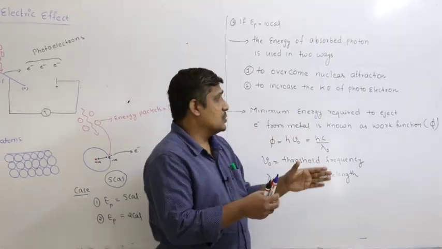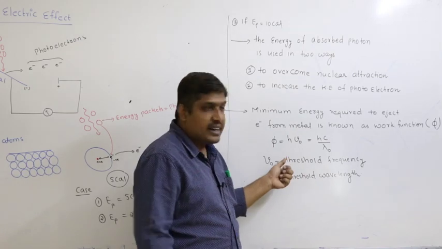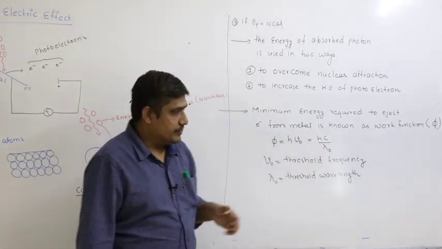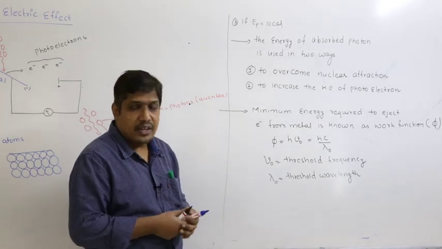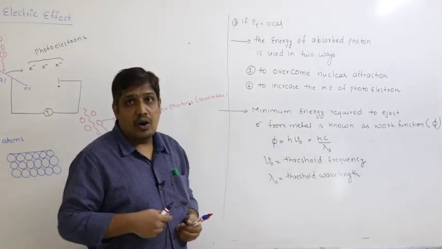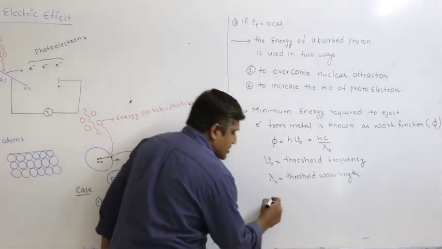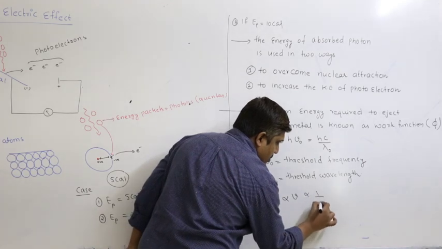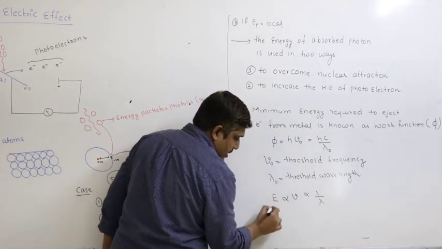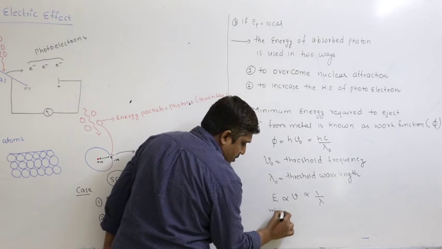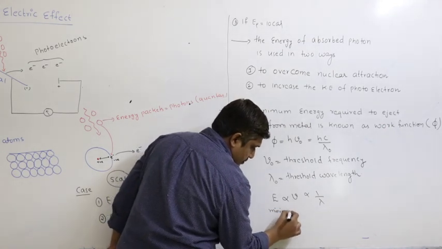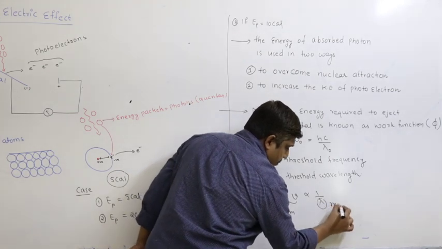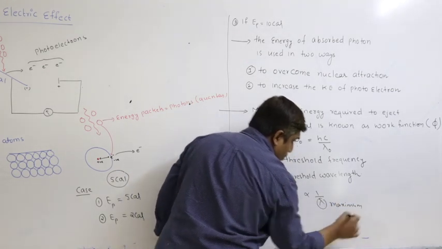Now, the frequency associated with this minimum energy, we call minimum frequency or threshold frequency, and the wavelength we call threshold wavelength or maximum wavelength. Why? Because energy is directly proportional to frequency, and inversely proportional to wavelength. If I say minimum energy, then if frequency is minimum, wavelength should be maximum. So, this is how I have to define.